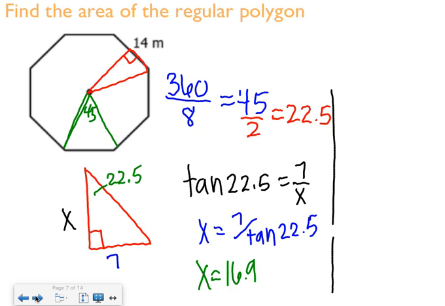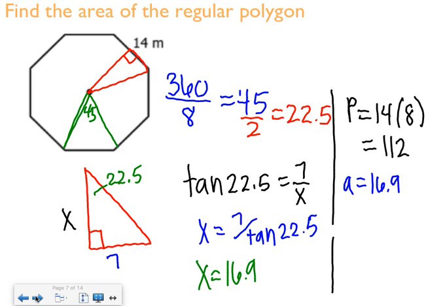Okay, now do we have enough info to plug in? Our perimeter, what's 14 times 8? 112. What's our apothem? 16.9. Now plug in. 946.4, half. Yeah, about 946-ish.